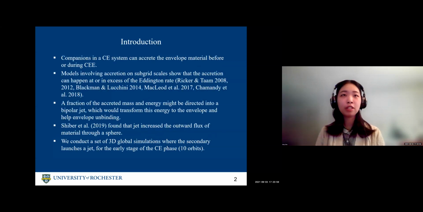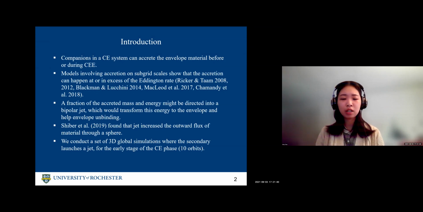The reason we started with jets is that we know the companion in a common envelope system can accrete from the envelope material before or during the common envelope evolution. Previous models involving accretion on subgrid scales show that the accretion can happen at a rate at or above the Eddington accretion rate. So if we take a fraction of the accreted mass and feed that energy back into a bipolar jet, that energy could be transferred back into the envelope and help envelope unbinding.